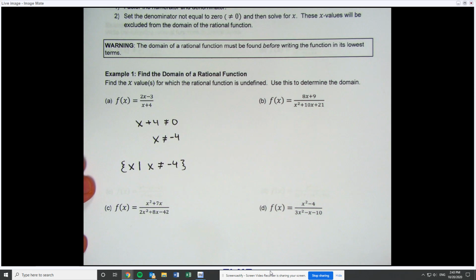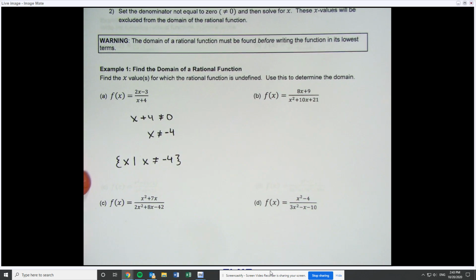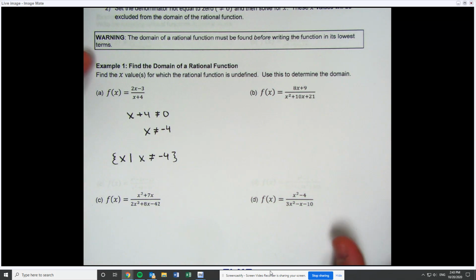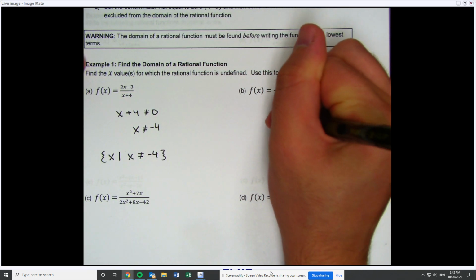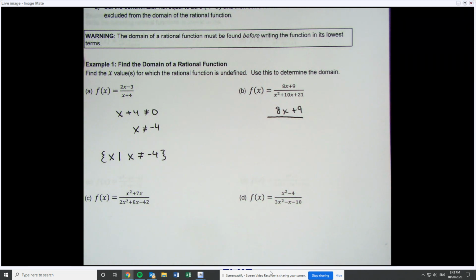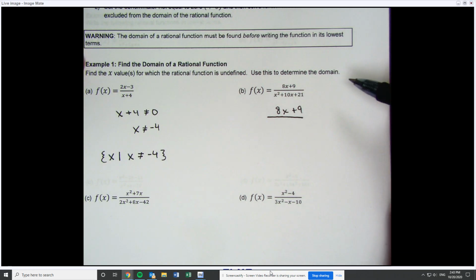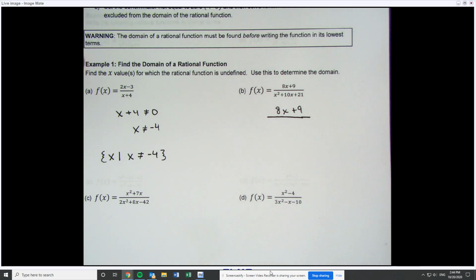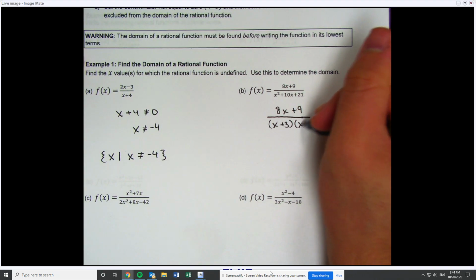Now, if you're good to go after that one, please feel free to skip ahead, but I have more examples that might be useful for you later. So looking at B, I don't need to factor the numerator, but I can factor the denominator using the ABC method. So rewriting this is going to be 8x plus 9 divided by, using the ABC method that I have shown several times, our A times C is 21, our B is 10. The factors of 21 that add up to 10 are 3 and 7. And if you still want to do the little factor trio on the side for the A times C, go for it. There's nothing wrong with that. So I have x plus 3 and then x plus 7.